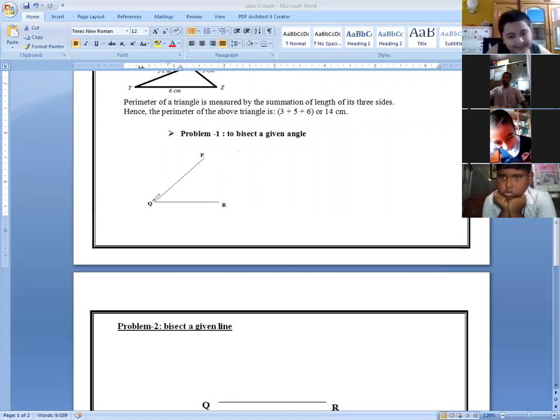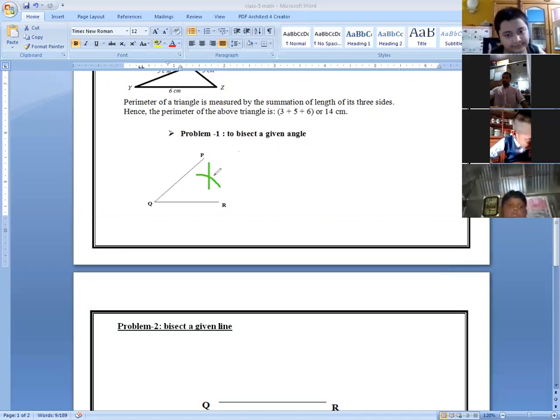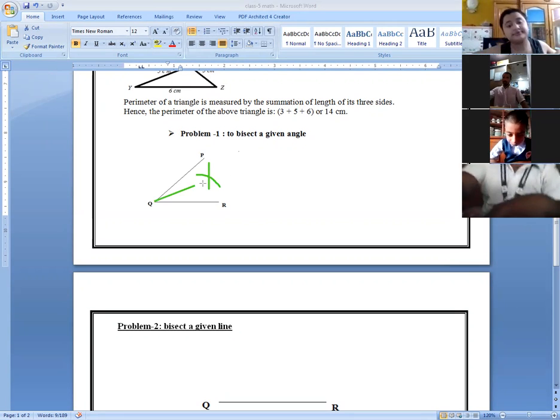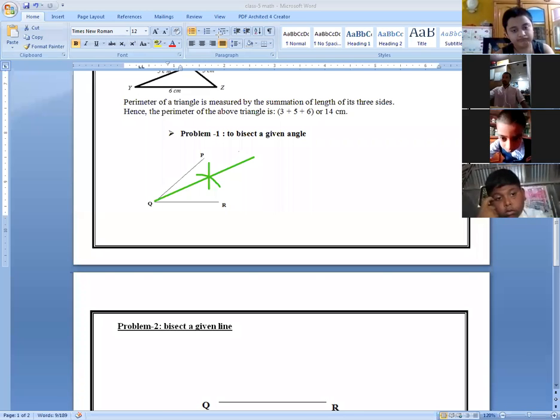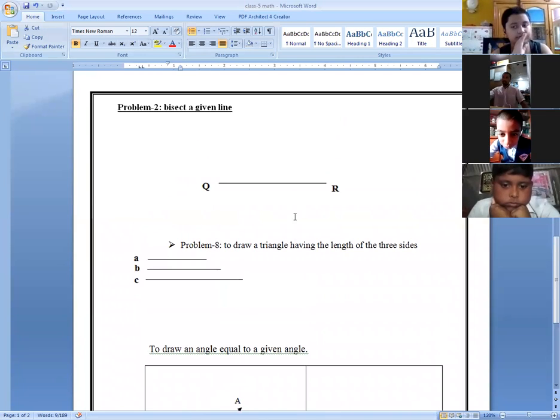Bisect here means you will draw a line just at the middle of this angle, okay? Look, like this. You will do this and draw a line. Look at, just this. Okay, so this is bisect. So the bisect of the angle.